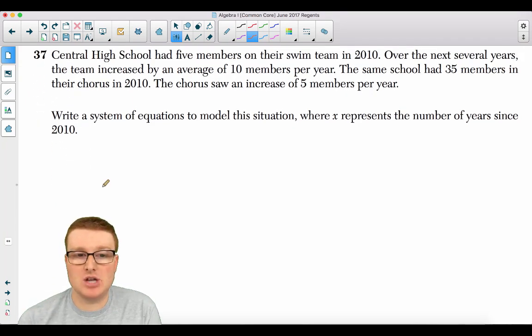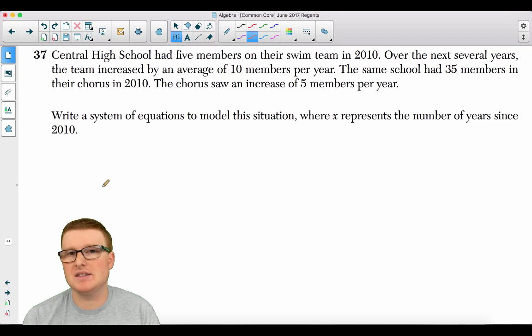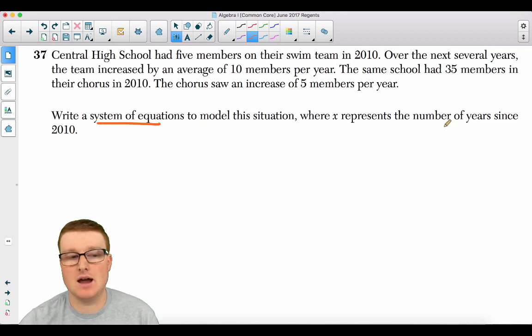Central High School has 5 members on their swim team in 2010. Over the next several years, the team increased by an average of 10 members per year. The same school had 35 members in their chorus in 2010. The chorus saw an increase of 5 members per year. Write a system of equations to model the situation where x represents the number of years since 2010.